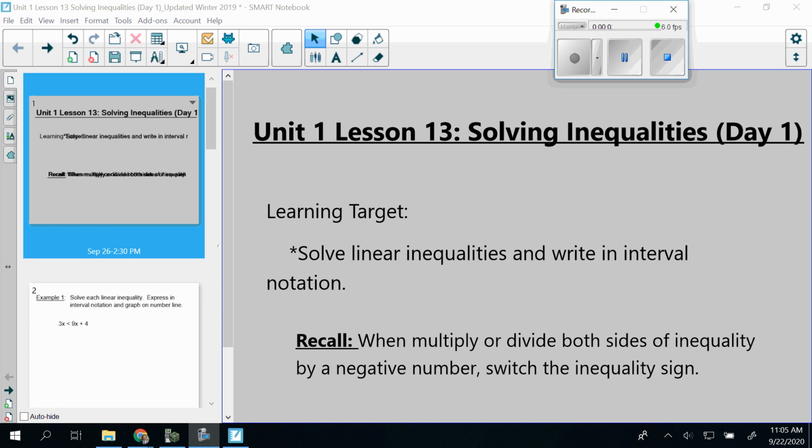All right, we're going to look at solving inequalities today. So learning targets: solve inequalities, and then also be able to write in that interval notation that we've done. Also recall when multiplying or dividing both sides of the inequality sign by a negative number, you've got to switch the inequality sign. So if you're dividing by a negative, you've got to turn the inequality sign the other way.